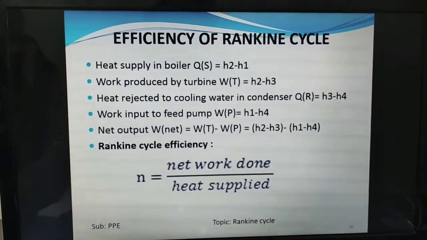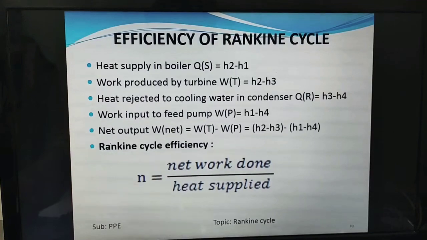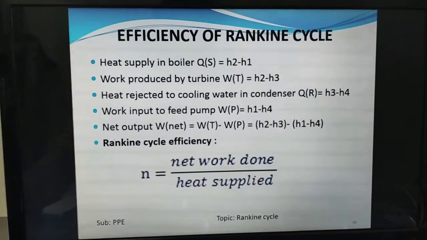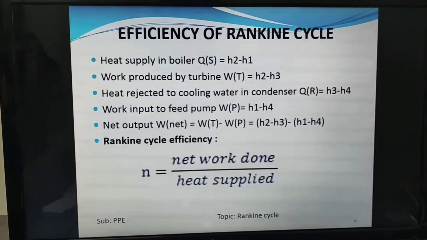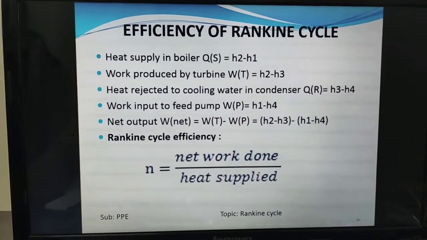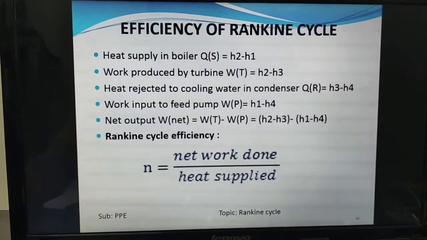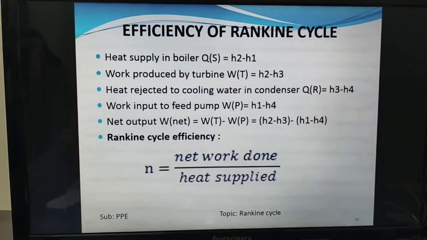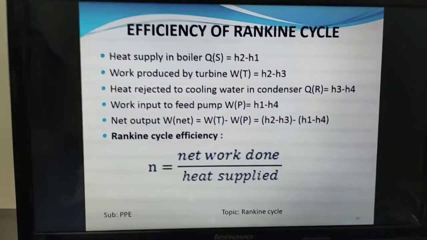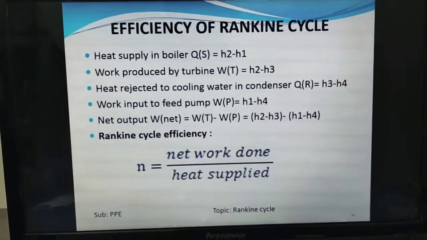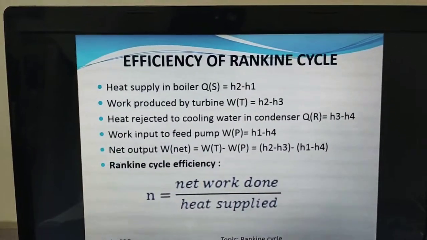So finally you have to calculate the net work done, equal to turbine work done minus pump work done. Here the turbine work done is positive because it is work done by the system, and the pump work done is negative because it is work done on the system. So finally, what is the efficiency of the Rankine cycle? It is given by net work done upon heat supplied. So this equation you can utilize for calculation of the examples.